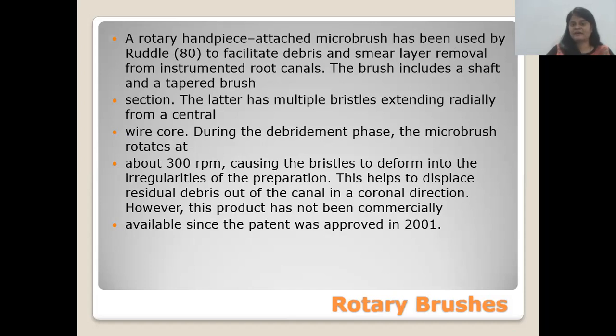During the debridement phase, the microbrush rotates at around 300 rpm, causing the bristles to deform into the irregularities of the preparation. This helps to displace residual debris out of the canal in a coronal direction. However, this product has not been used commercially since the patent was approved in 2001.